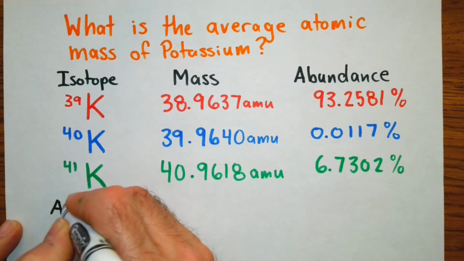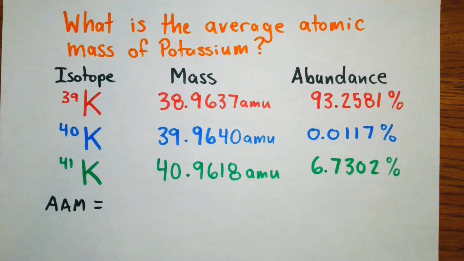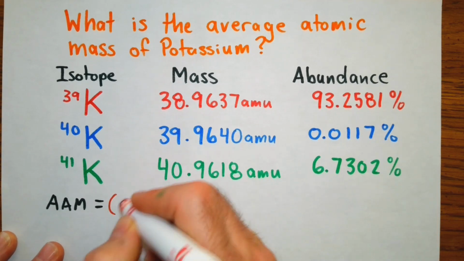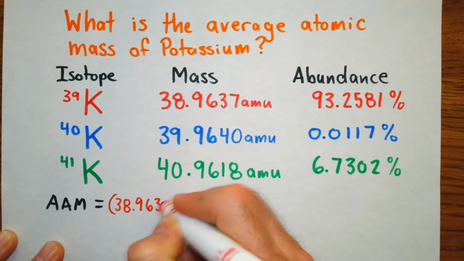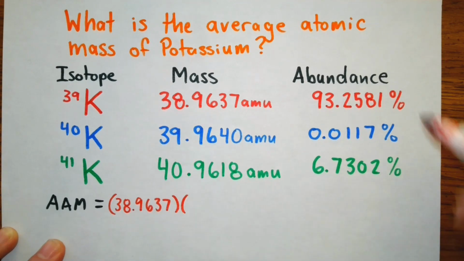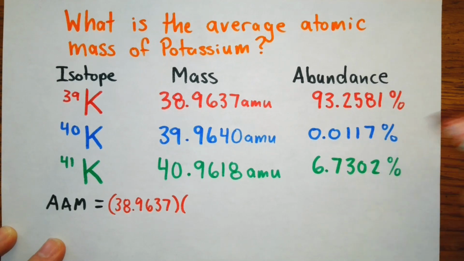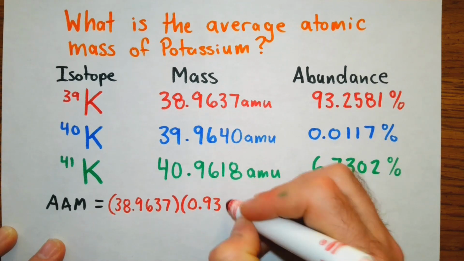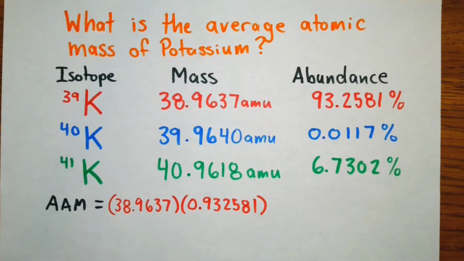So the average atomic mass, how we're going to calculate that, we're going to take the mass of our potassium-39, which is 38.9637, and we're going to multiply it times its abundance. This abundance needs to be in decimal form, so it's going to be 0.932581. Just move that decimal place over to the left 2 spots.